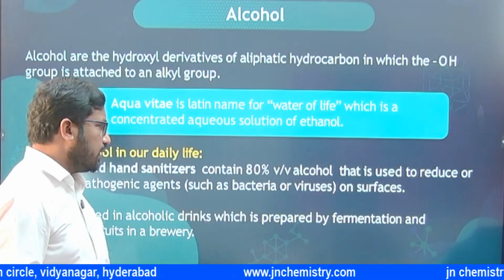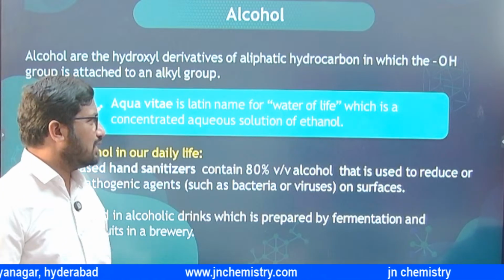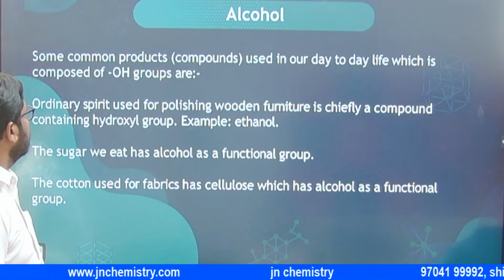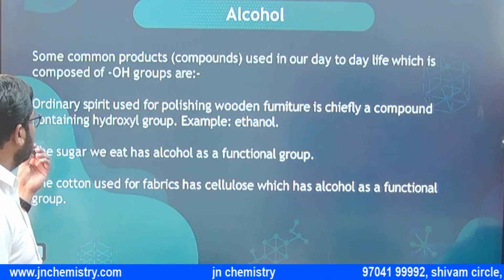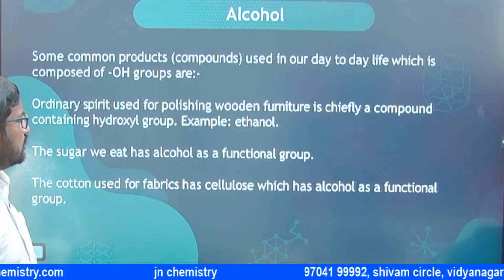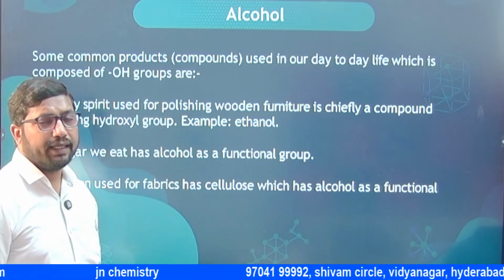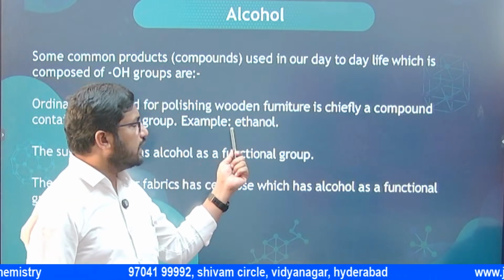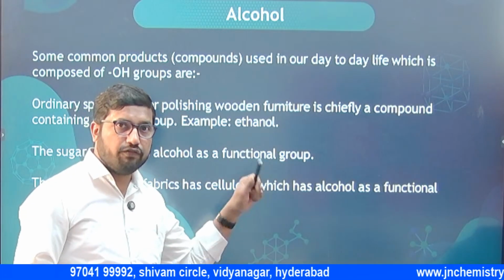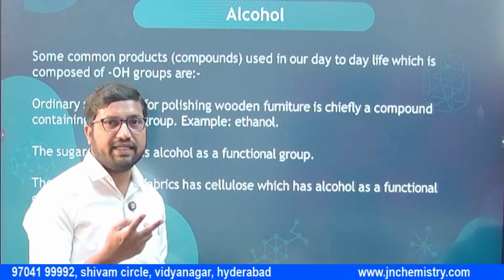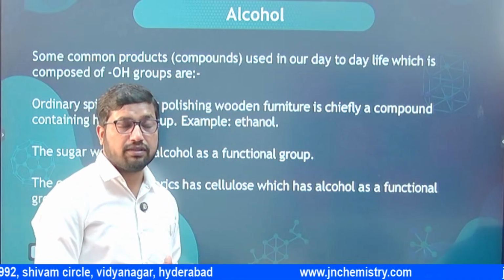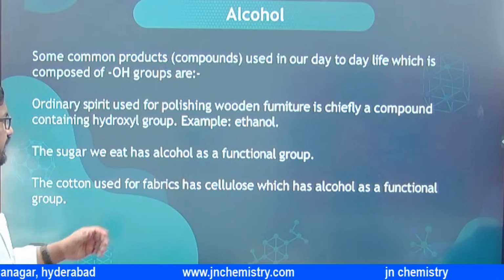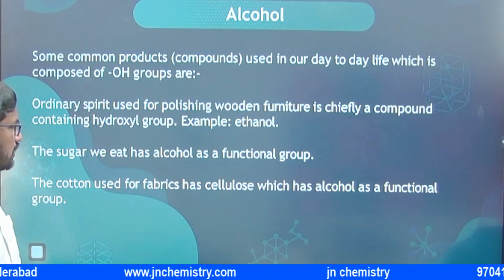Alcoholic drinks are prepared by the fermentation and distillation of fruits and beverages, and of course alcohols is one of the important chapters. Some ordinary spirits, wood spirit, example is ethanol. Methanol is there, ethanol is there, both are alcohols, but generally for drinking purposes we use ethanol. If some people drink methanol, blindness comes, and sometimes the people will die.